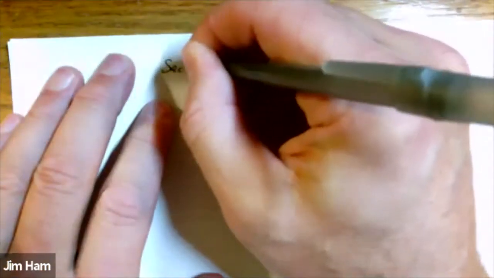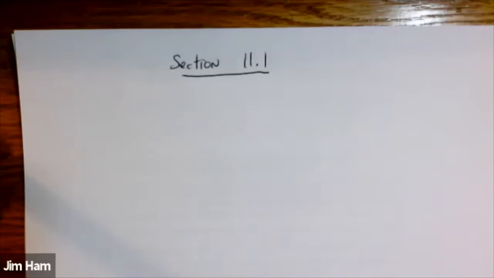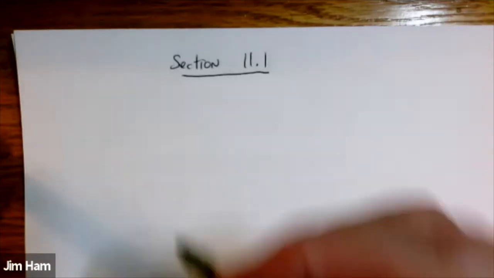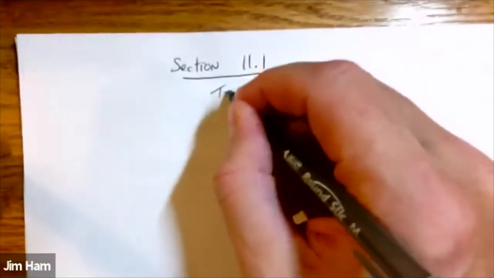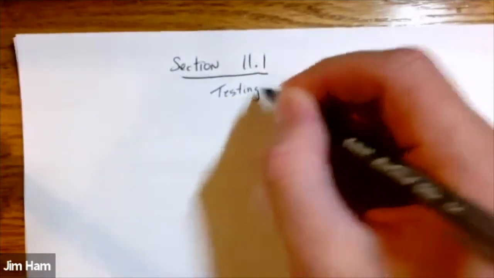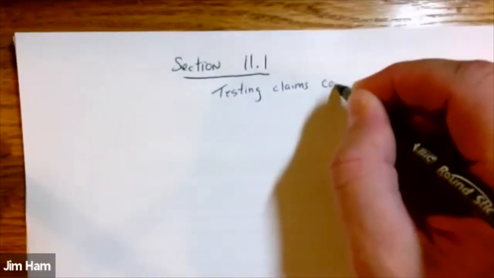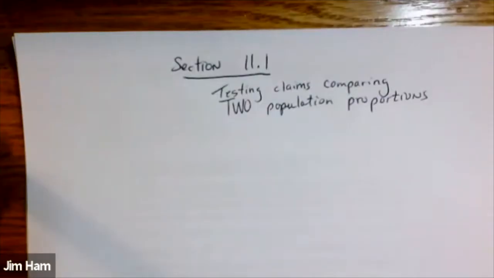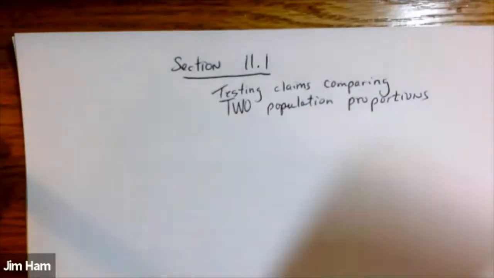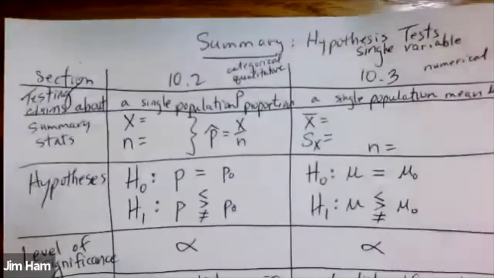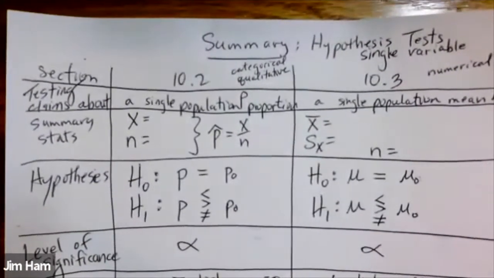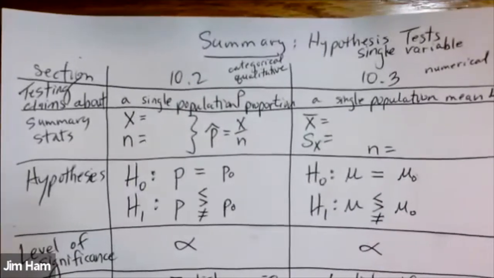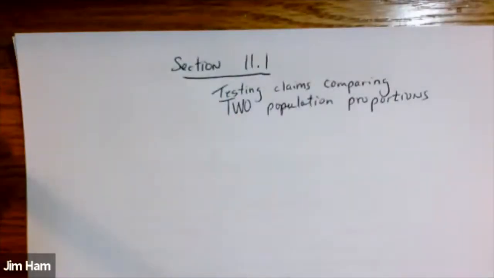Okay, so let's take a look at section 11.1. In this section, we're going to be testing claims about two population proportions. So I'll just say testing claims comparing, this time, two population proportions. Now, at the appropriate time, after we get through chapter 11, I'll give you another sheet like this, and it'll compare all three methods from chapter 11. And you'll see how they're similar, and then how they're different.